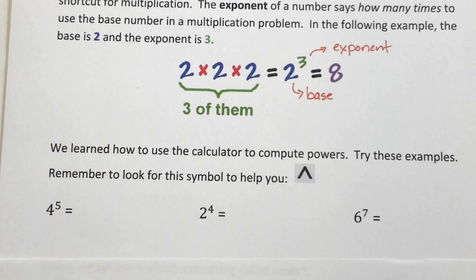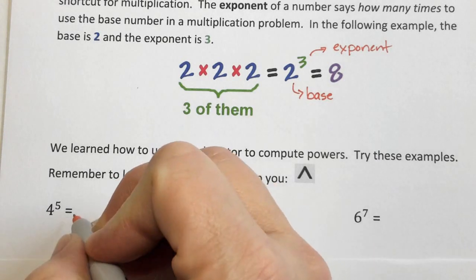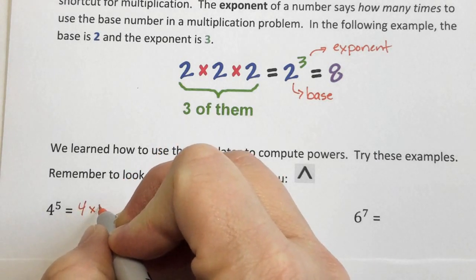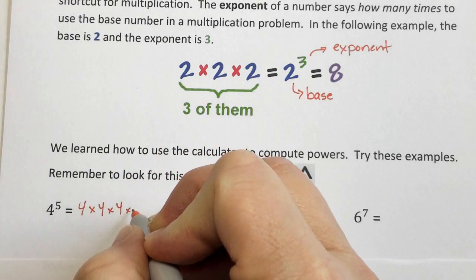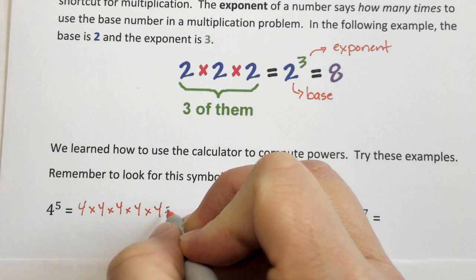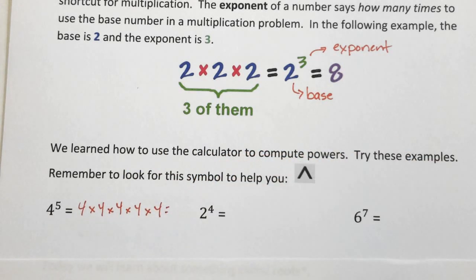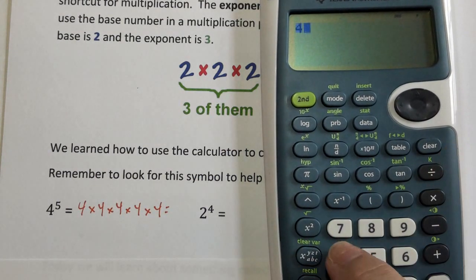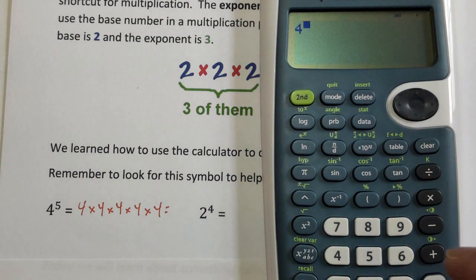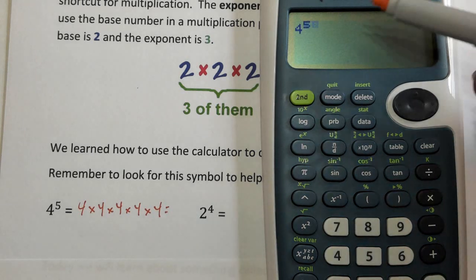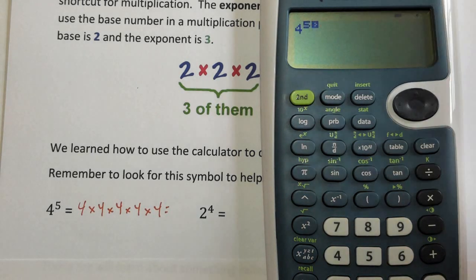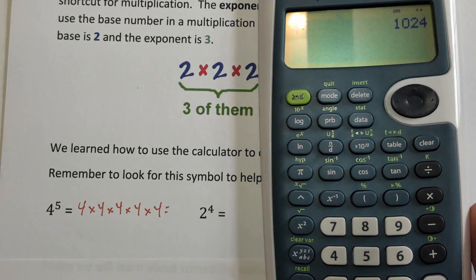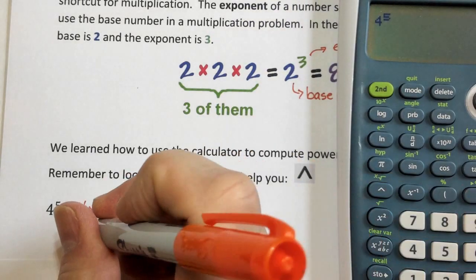Let's do 4 to the power of 5. And remember, that means 4 times 4 times 4 times 4 times 4. 4 is being multiplied by itself 5 times. 4, caret symbol. And now do you see how the exponent appears up here very small? Enter. 1024.